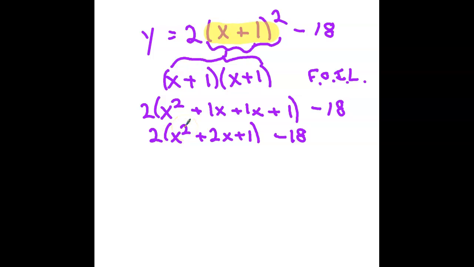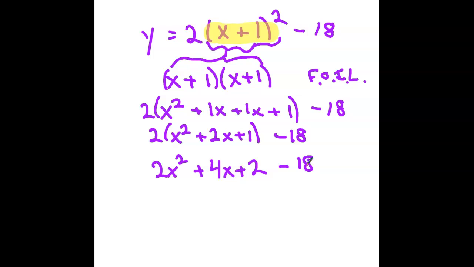Well, the next thing I'll do, since I've taken care of exponents, is now I'll do this multiplication. So I'll multiply 2 by each thing inside here using the distributive property. So 2x squared plus 4x plus 2. Okay, 2 times x squared is 2x squared. 2 times 2x is 4x. 2 times 1 is 2. Okay, and still there's a minus 18 here by itself.